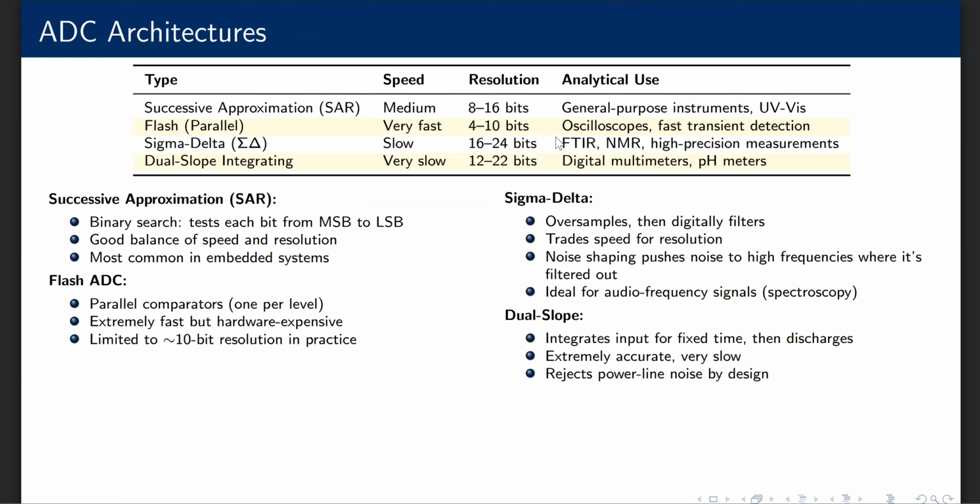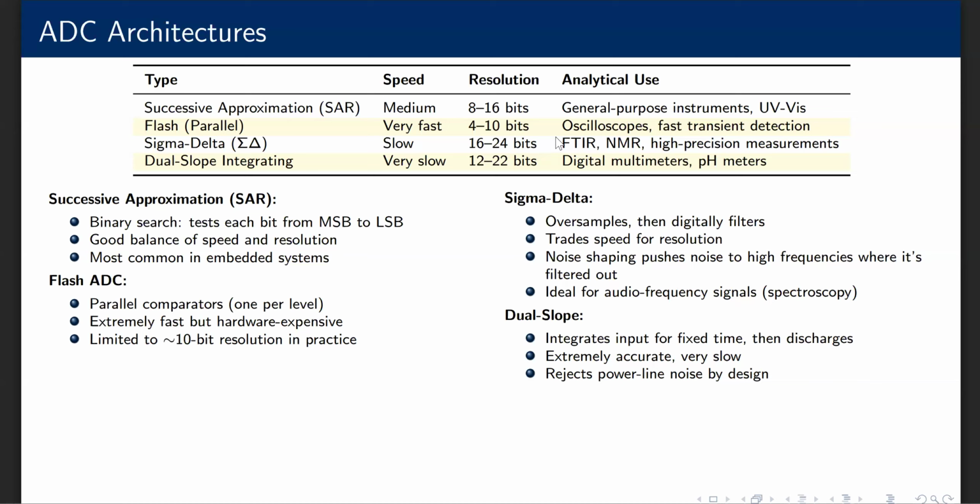So there are 4 common ADC architectures, each with different speed resolution trade-offs. An SAR, which is a successive approximation, is the workhorse. It uses a binary search to find the input voltage 1 bit at a time. Medium speed, 8 to 16 bits of resolution, most common in embedded systems and general purpose instruments. Flash ADCs use parallel comparators, one per quantization level, which makes them extremely fast. They convert in a single clock cycle. But they're limited to about 10 bits because you need 2 to the 10, or 1024 comparators for 10 bits. And that can get expensive fast. Used in oscilloscopes and high-speed transient detection.